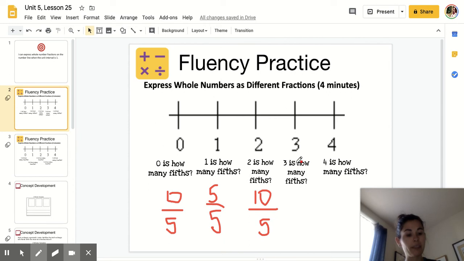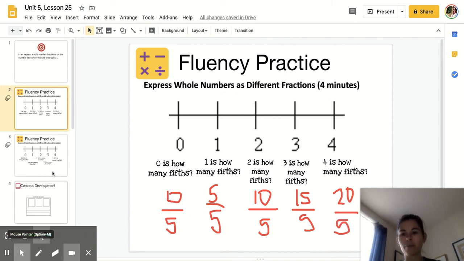3 is how many fifths? 15. Good job. 15 fifths. And last but not least, 4 is how many fifths? You're right, 20 fifths.